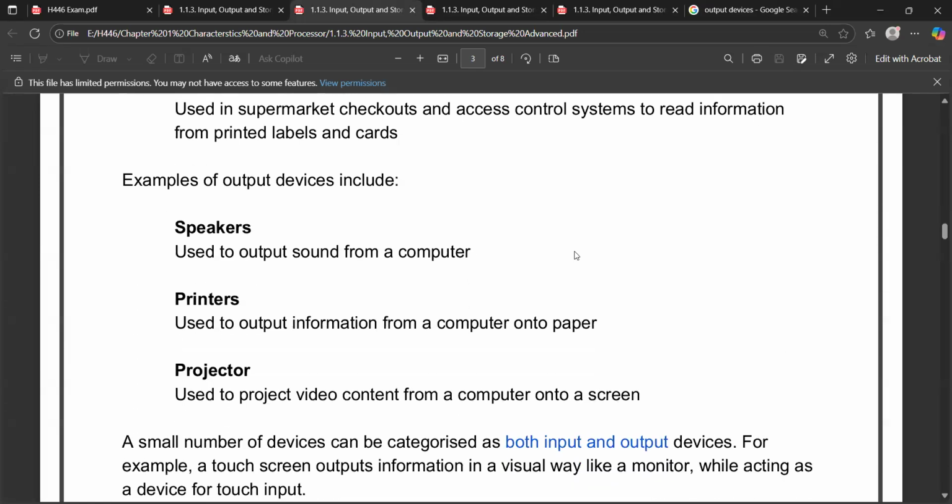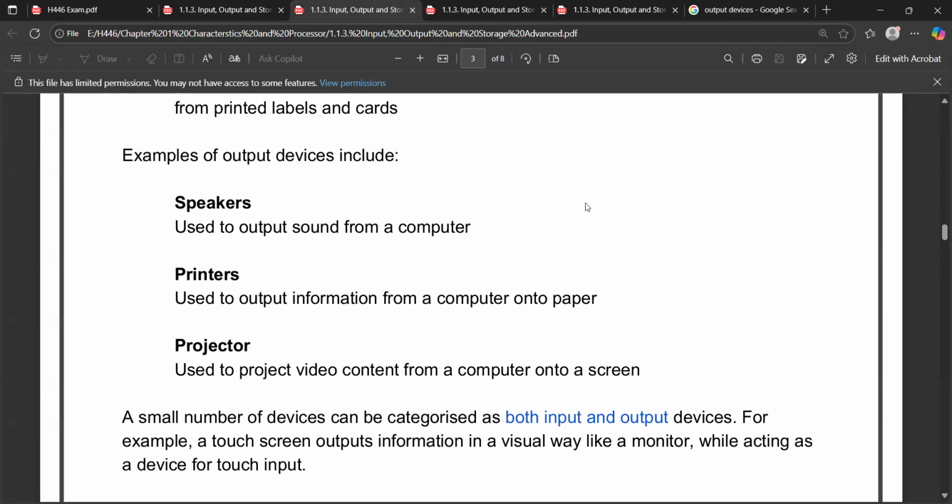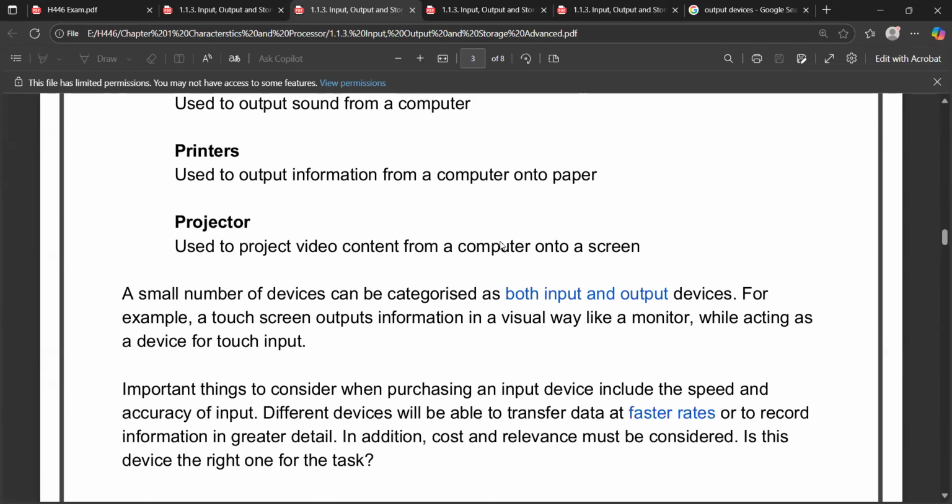Now, when we go on to the output device, we have speakers. Why do we have a speaker? So that the output can be used to sound from a computer. We have printers used to output information from computer onto paper. We have a projector that is used to project video from a computer onto screen, right? A small number of devices can be categorized as both input and output. For example, we can say a touch screen. Now you can say that touch screen outputs information in a visual way like a monitor, but if it is touch screen, then it would be both.